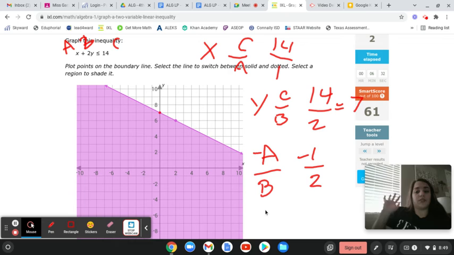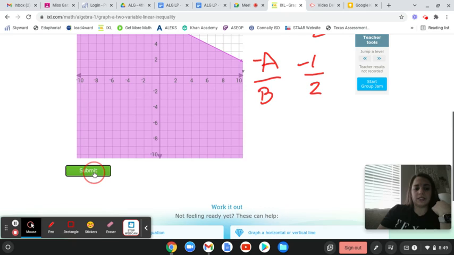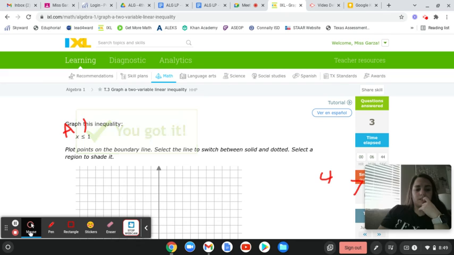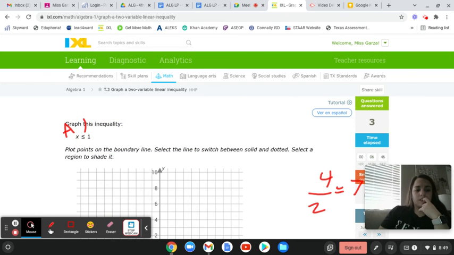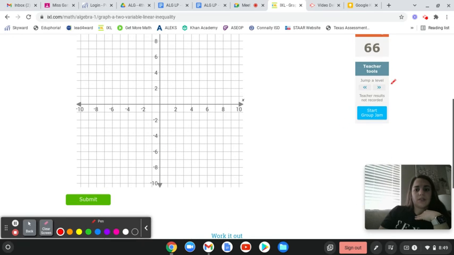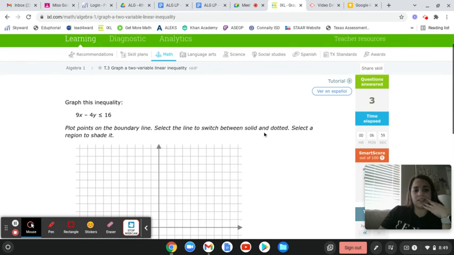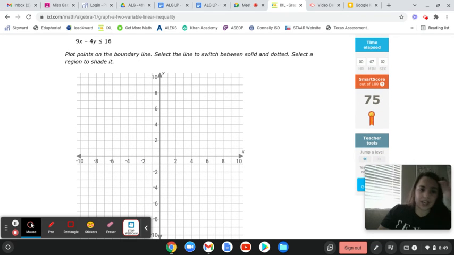Testing the origin can also work for regular y equals mx plus b if you're having trouble figuring out where to shade. So let's go ahead and submit this. I'm going to clear my screen. Then I'm going to try another one with you guys. One more. I know this is a long video, but I really wanted you to understand what's happening. Perfect, another ax plus by equals c. It'll help us.